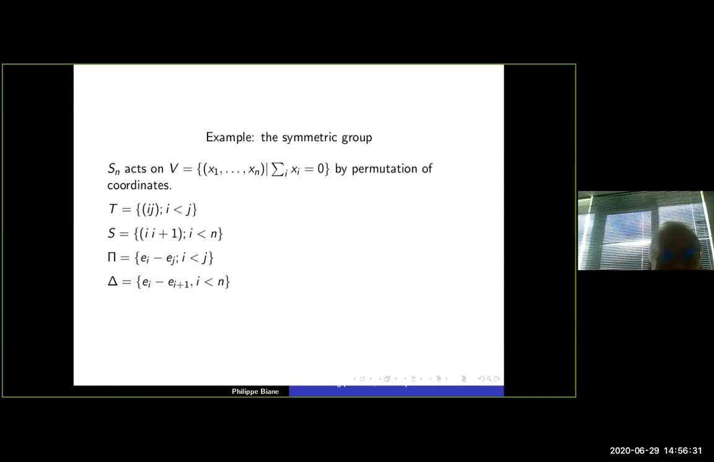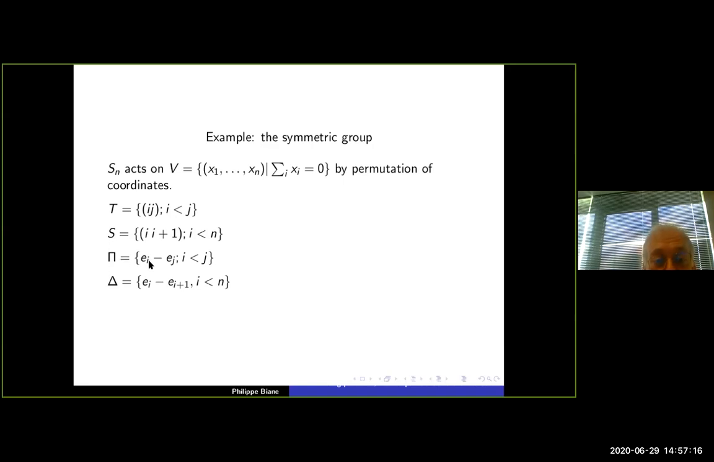The symmetric group acts on the Euclidean space V, which is the hyperplane sigma of xi equal to 0 in the Euclidean space Rn with n real coordinates. It acts just by permuting the coordinates. It's easy to see that this equation is invariant under permutation of the coordinates. So the reflections here, in this case, are just the transpositions. Well, we all know that the transpositions generate the symmetric group. The simple transpositions, the simple reflections, are just the reflections (i, i plus 1).